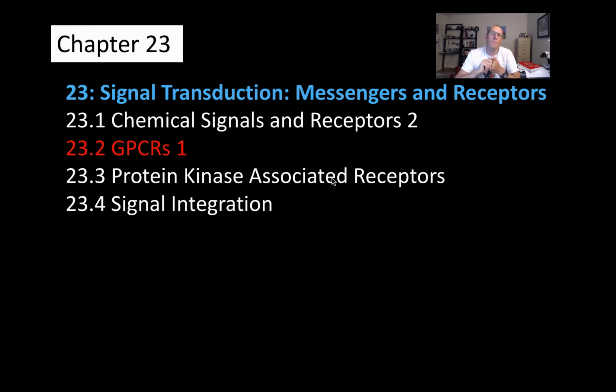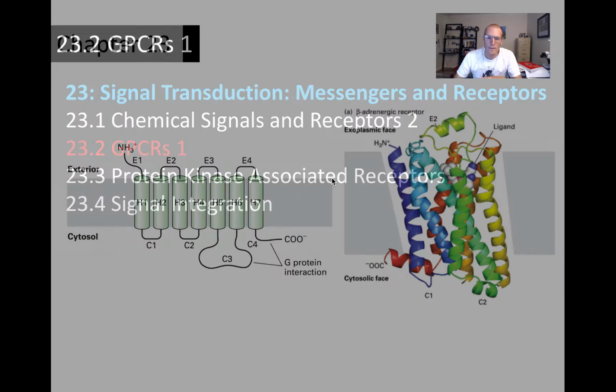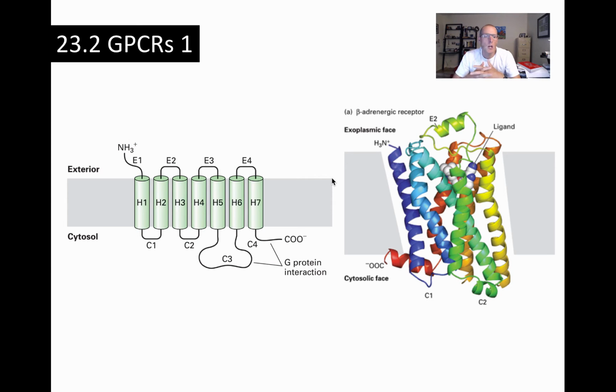Back to chapter 23, we're going to start looking at G-protein coupled receptors. Again, a few videos in this series, so let's get going. The G-protein coupled receptors, or the GPCRs as I'm going to refer to them and as they are usually referred to, are named like that because when a ligand binds, it causes a change in the receptor's conformation that activates a particular G-protein. A G-protein is a guanine nucleotide binding protein.